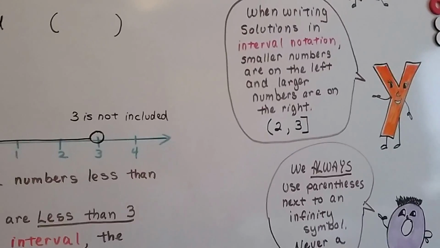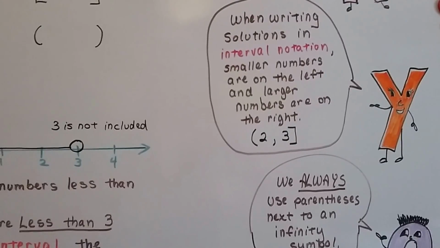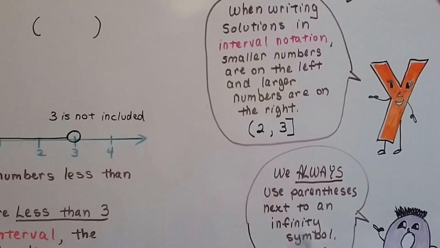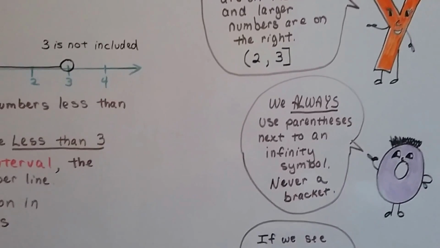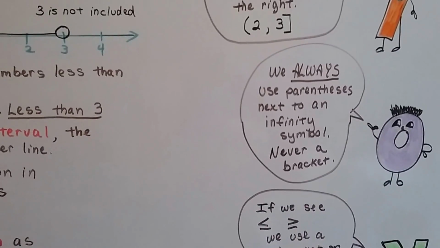When writing solutions in interval notation, the smaller numbers are on the left and the larger numbers are on the right. So that means 2 is not included, but 3 is, and the solution is all the numbers in between there. We always use a parentheses next to an infinity symbol, whether it's negative or positive, but never a bracket.